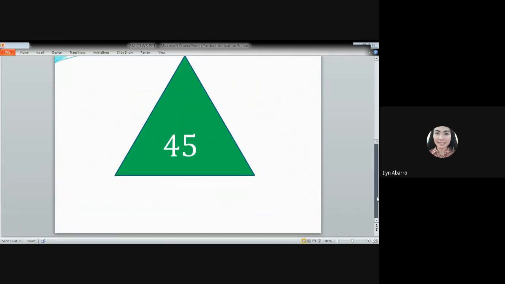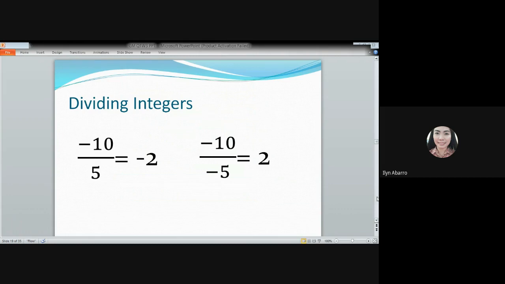Okay, let's move on with dividing integers. In here we have negative 10 divided by 5 is equal to negative 2. So as you can see, these two have different signs. And whatever is the rule of sign in multiplying integers, it is also applicable in dividing integers. In here, negative 10 divided by negative 5 is equal to positive 2.